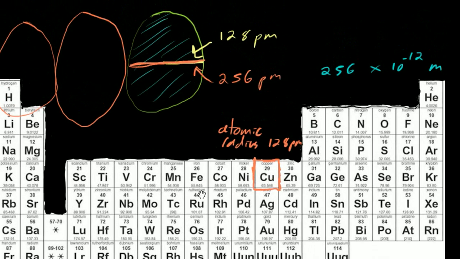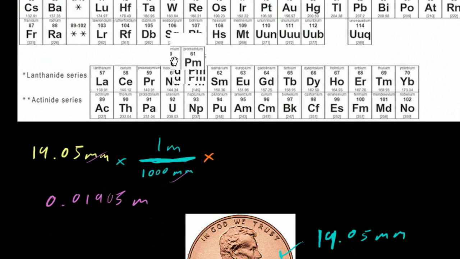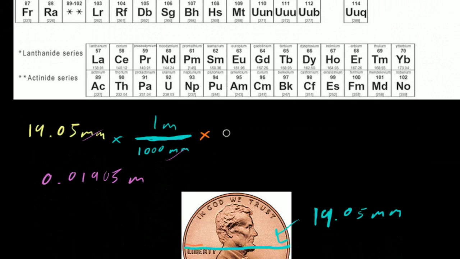It's in picometers. So we're going to multiply this, and we say that 1 meter, so when we multiply, these two units of meters will cancel out. That 1 meter is going to have 10 to the 12th picometers in it, because that's how many picometers are in 1 meter. So when we multiply this entire thing out, we will get this distance.